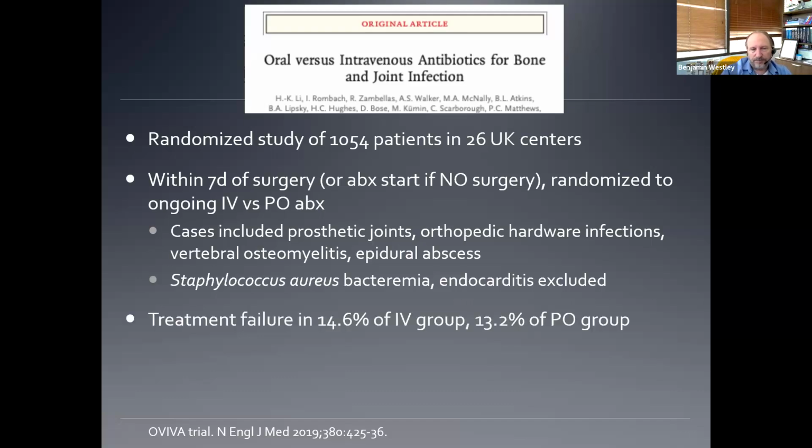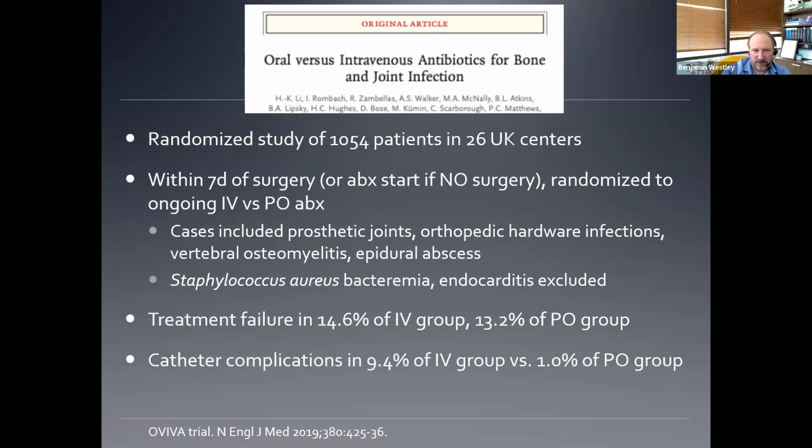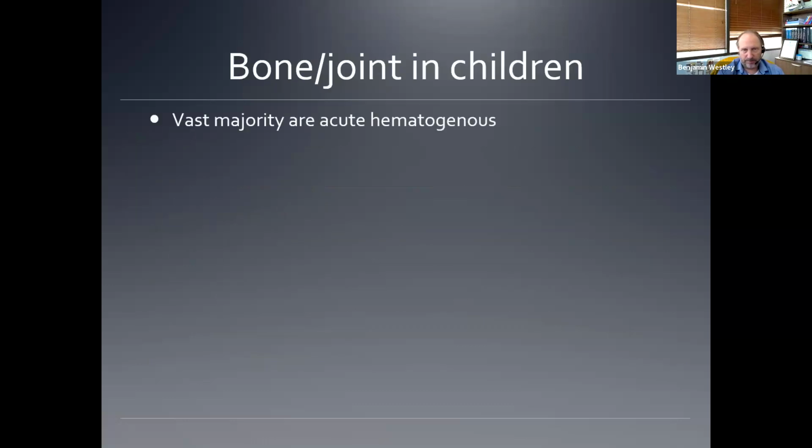And then they found treatment failure in 14.6% of the IV group and 13.2% of the PO group. So lower in the PO, and it was obviously not statistically significant. But of course, there were many more IV catheter infections in the IV group, because it's quite hard to have an IV catheter problem if you don't have an IV catheter in place at all. So 9.4% of the IV therapy group had some type of catheter complication during their treatment, and only 1% of the PO group had a catheter complication.